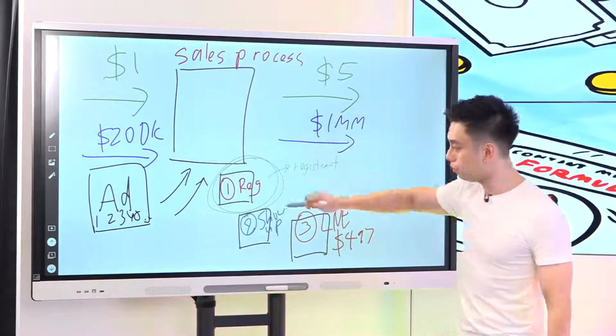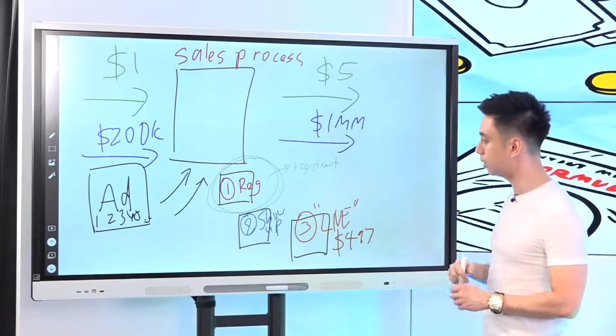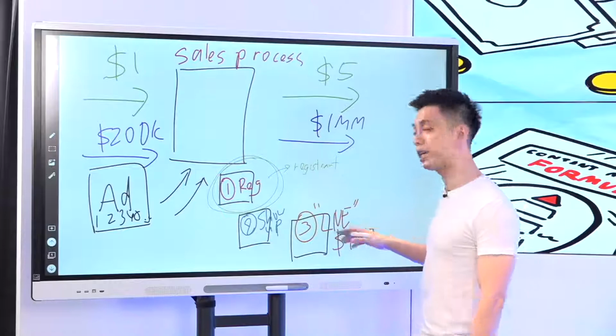So I'm trying to give you different examples of sales processes that you might want to have in place, which is just a strategic set of pages.